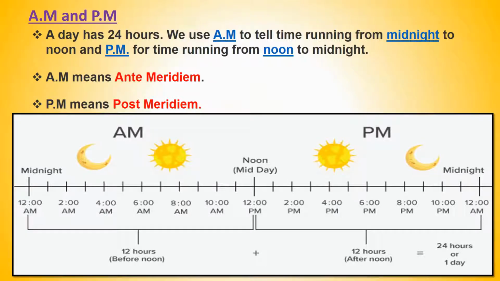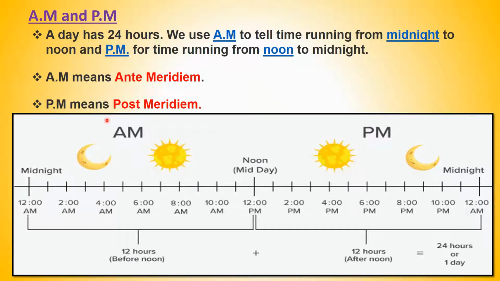Now next point, AM and PM. A day has 24 hours. The term AM means anti-meridian, to tell time running from midnight to noon. And the term PM means post-meridian, for time running from noon to midnight. AM means anti-meridian. Anti means before. PM means post-meridian. Post means after.